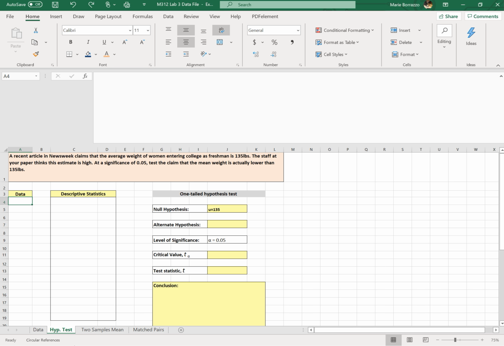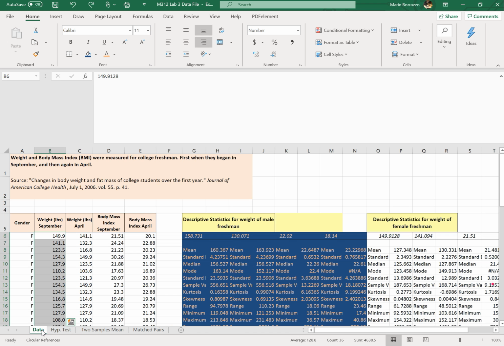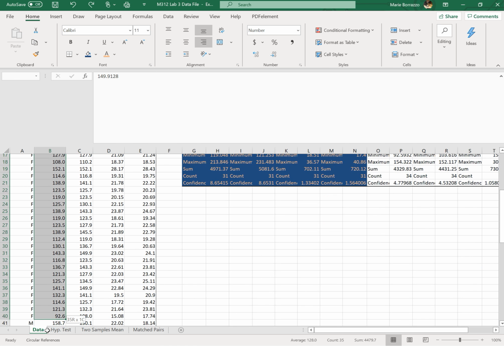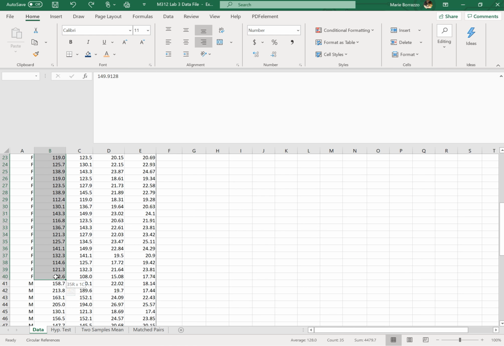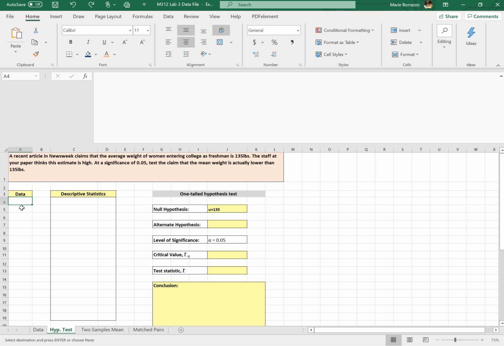Okay, so that didn't copy. Let's go back. Control and hold, see if I can get it to cooperate. I'll try it one more time. Alright, I'm going to drop it. There it is. And so we want the descriptive statistics again for this. I already said mu is less than 135, because they want it to be less than 135. We're testing at a significance level of 0.05. We're going to run a t-statistic.